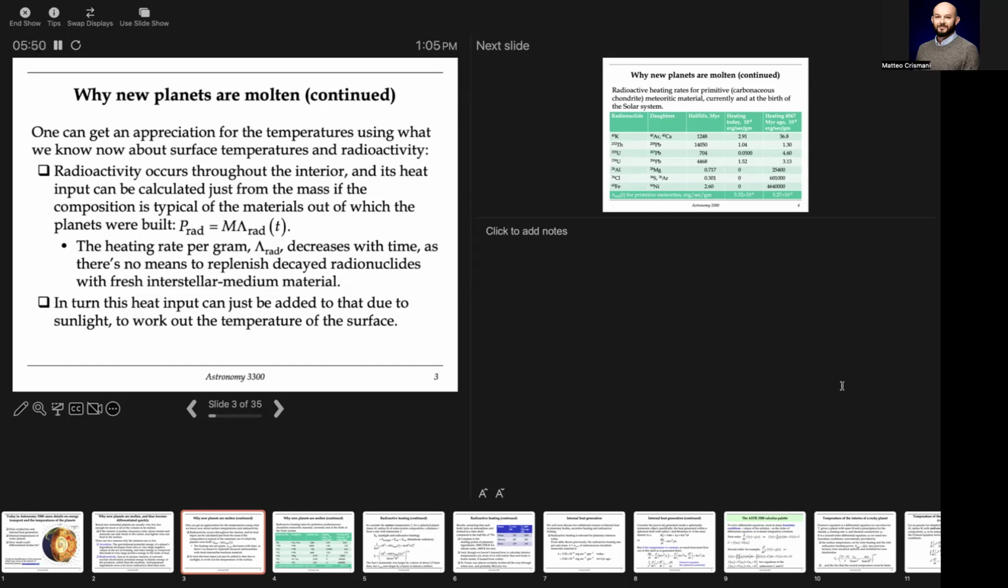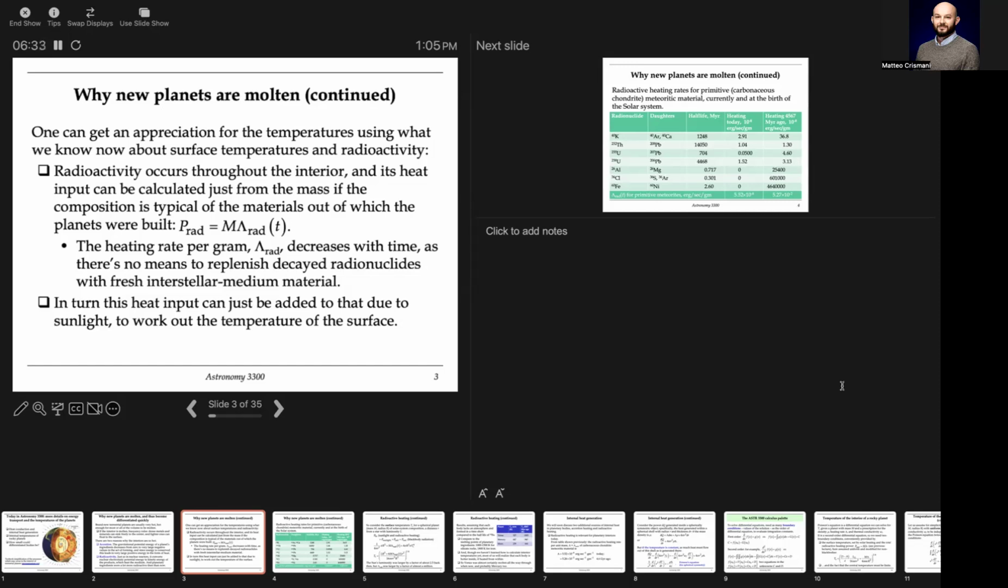So radioactivity occurs throughout the interior, but we're going to just assume that whatever mass you have is going to contribute. If you have a bigger object, you use this heating rate, which is the volumetric heating rate, right? So if you have a more massive planet, then you have more stuff that's doing radioactivity. So even though, for example, you have radioactive radon that's very close to the surface, I don't care if it's at the surface or if it's in the core, it's still contributing to the heating. Okay? The heating rate per gram decreases with time.